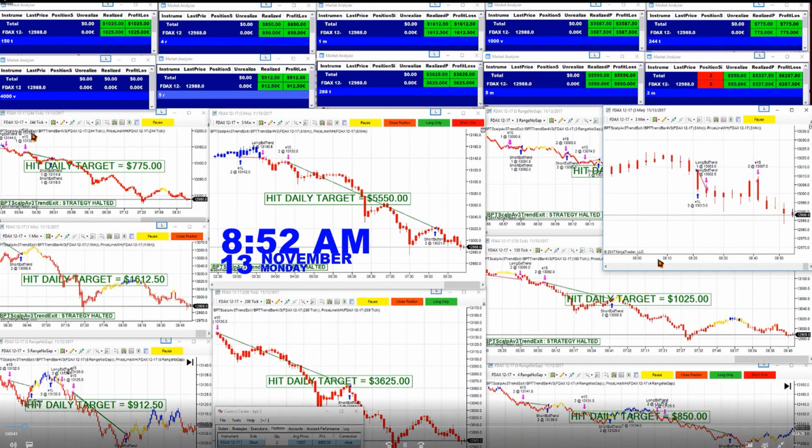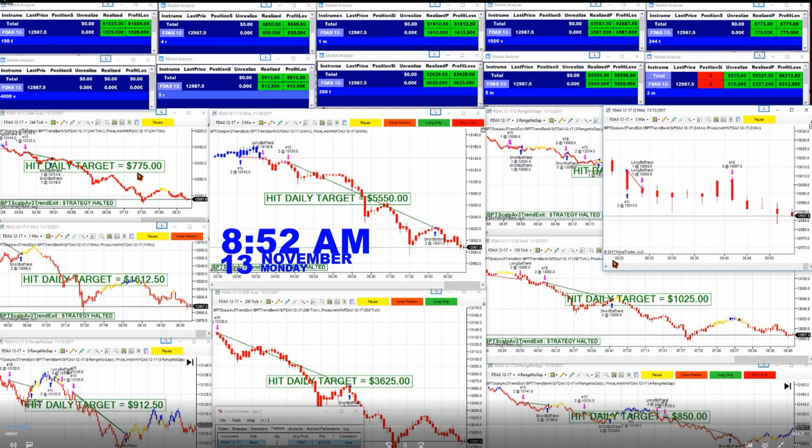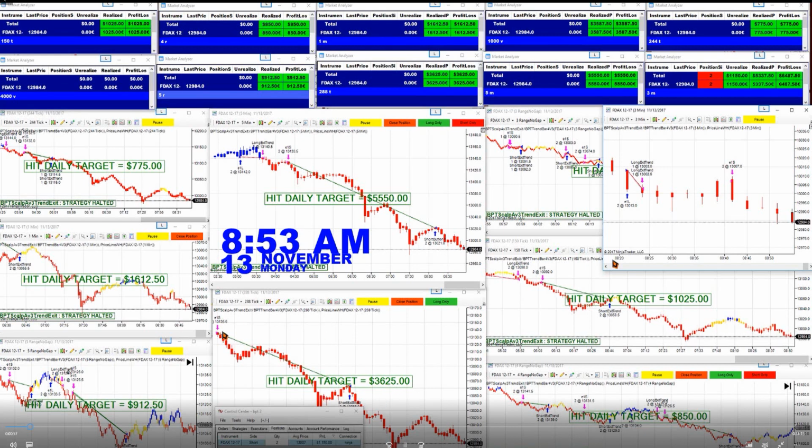If you notice on this one here, on the 244 ticks, and we have them all, we took one or two trades: 775, 1600 on the 1 minute, 5 range, 912, 288, and you can see where the trade is, 3600 on the 5 minutes, 5500 on the 3 range, and you can see the market analyzer.